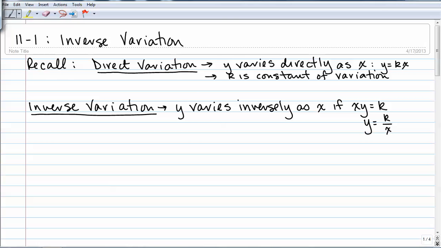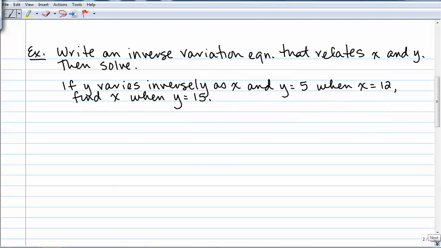Let's take a look at an example of a problem that you'll see in the homework. Write an inverse variation equation that relates x and y, and then solve it. So notice they're asking for two things. You need to write the inverse variation equation, so that will be in the form xy equals k, and then we need to solve. The problem says, if y varies inversely as x, and y equals 5 when x equals 12, then you need to find x when y equals 15.